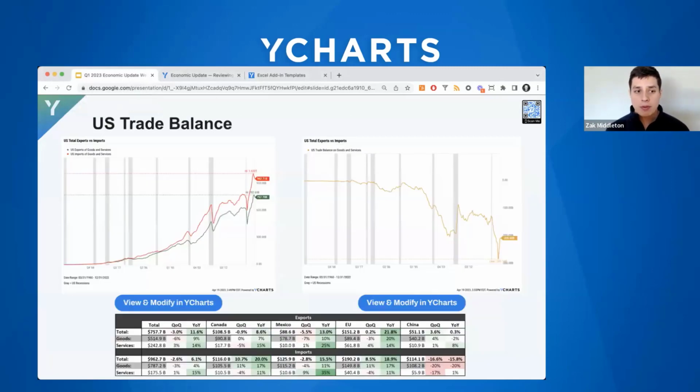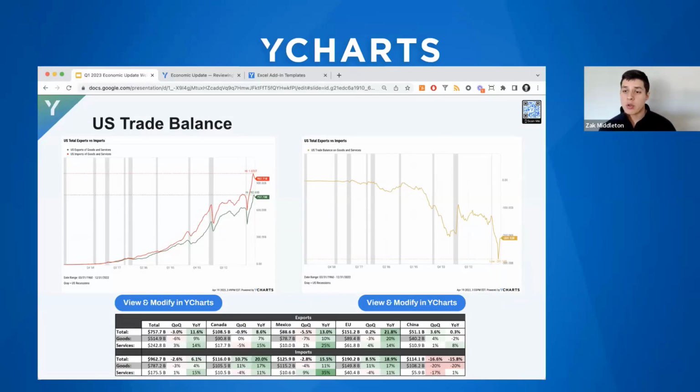Next slide then, looking deeper at trade activity between the US and key partners through the end of 2022. So the chart on the left shows that US imports have declined from their high, now just below 1 trillion per quarter, while exports have also declined just ever so slightly.